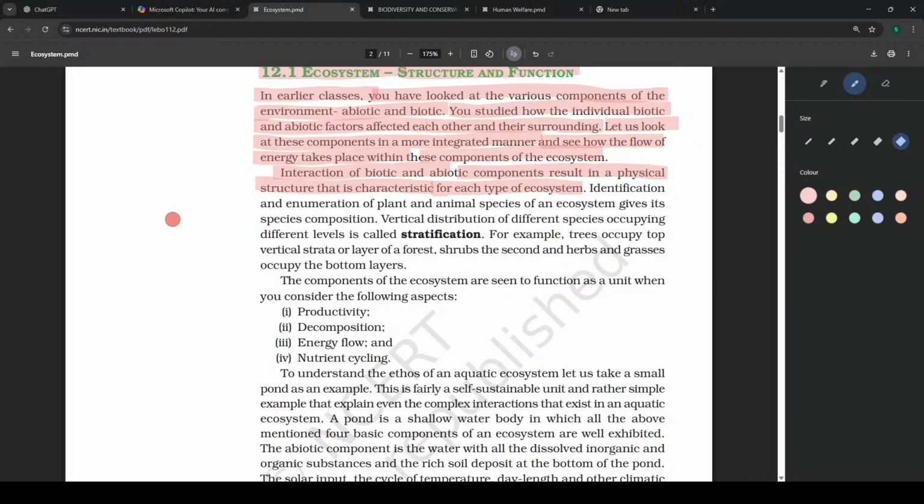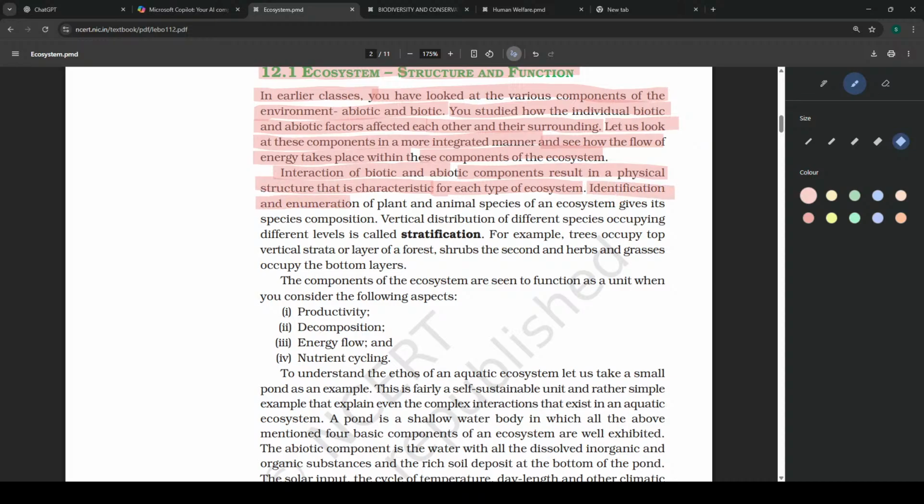Like we cannot say that a desert ecosystem and a sea ecosystem are exactly the same. They are ecosystems, they are interactions between living and non-living factors, but each type of ecosystem will have a different structure, a physical structure as mentioned here.